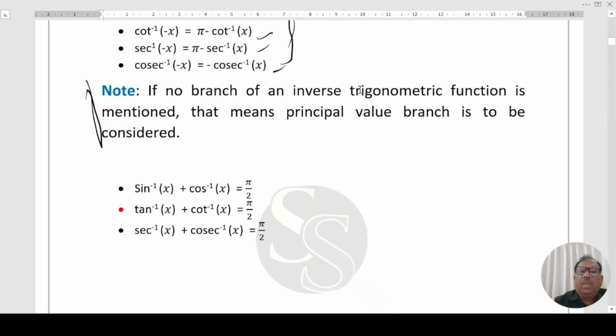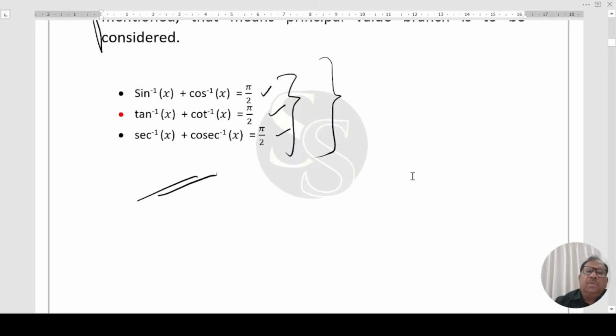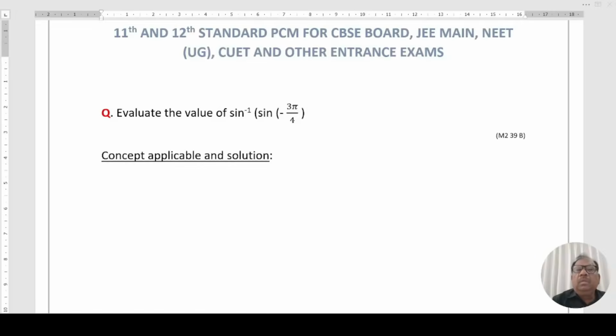Also, sin inverse x plus cos inverse x equals pi by 2. Tan inverse x plus cot inverse x equals pi by 2. Sec inverse x plus cosec inverse x equals pi by 2. All these formulas have been discussed, right? Now, let's start with questions.